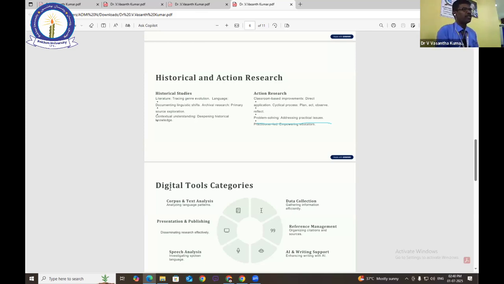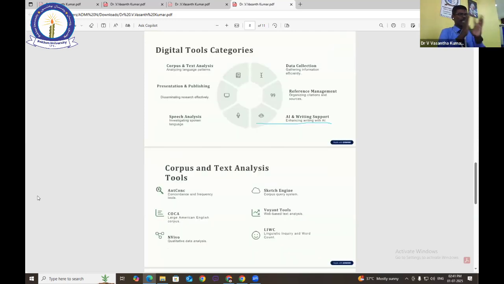And classroom-based improvements, direct. We are going to collect the methods, what the students we are going to provide. As a literature man, we follow two types of research based on the textual analysis, that is literature research and language research. The action research is based on language research. Digital tools and categories, the second part of my topic.